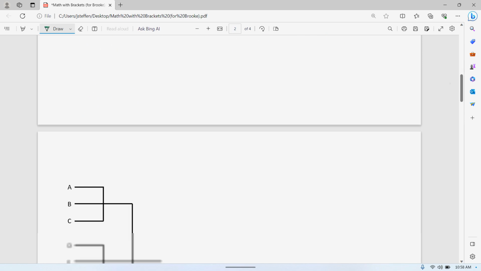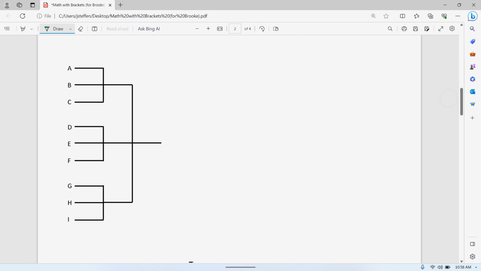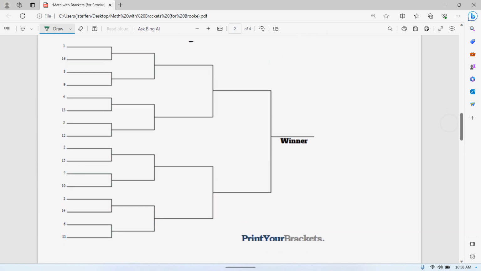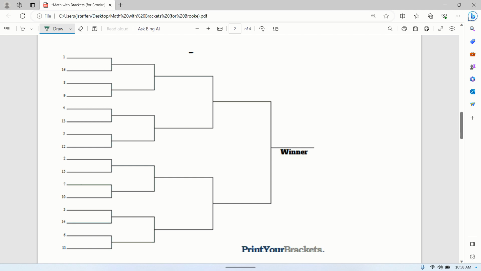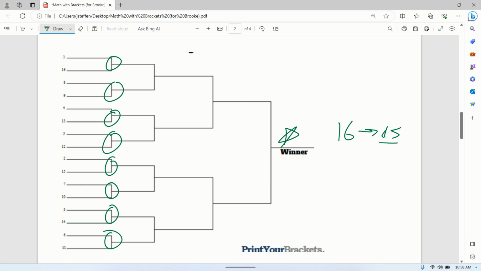So let's go on to the one that you guys have. So I have this bracket. Again, they play each other and keep moving on until they have a winner, which, again, as we just learned, if there are 16 teams, there's actually 15 games that are played before you get that winner. So how many outcomes are there? Well, again, each one of these, we have 2 outcomes. So we have 1, 2, 3, 4, 5, 6, 7, 8, which, again, we're eventually going to get to 15.